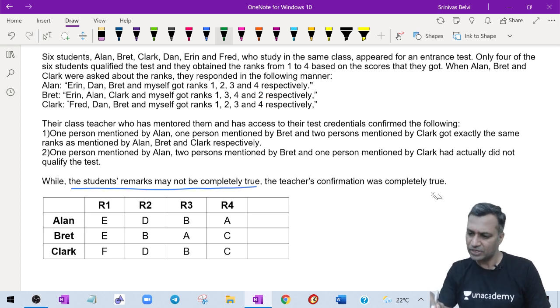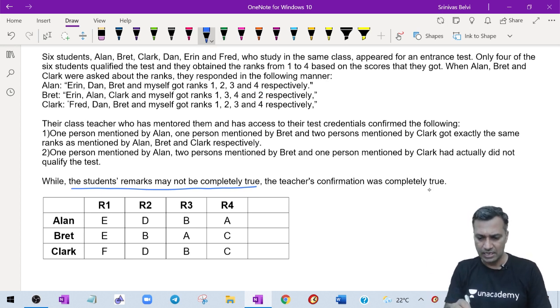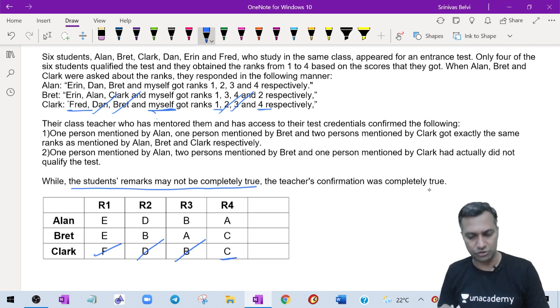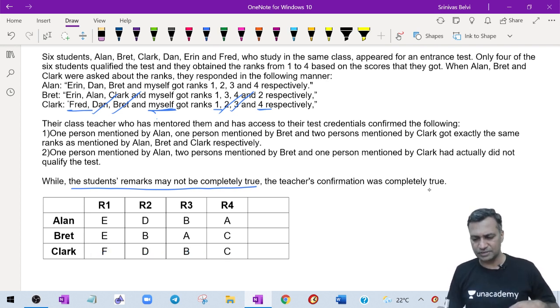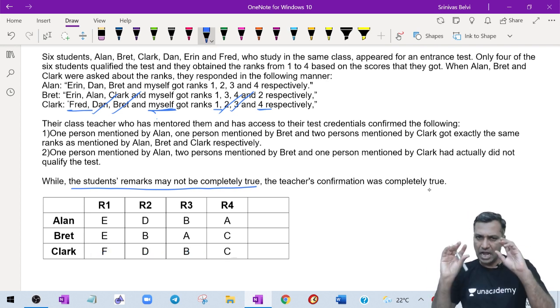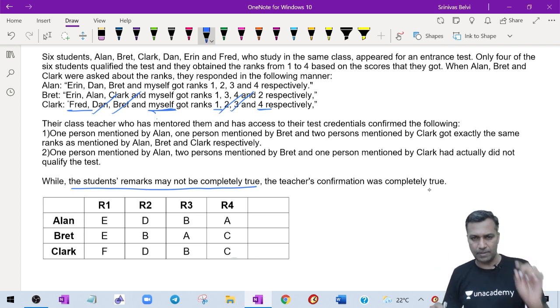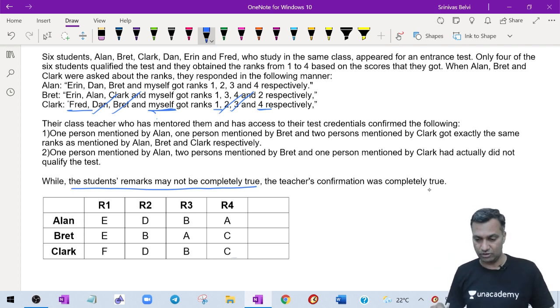All I did here is to start with, I mentioned those elements. Clark is saying that Fred got the first rank. That's what I mentioned here. Dan got the second rank, we mentioned. Brett got the third rank, which I mentioned. Myself is referring to Clark getting the fourth rank, which I kind of mentioned. So I'm just organizing perspective. I just made a small table and mentioned these statements. Just because I mentioned them, they need not be correct.